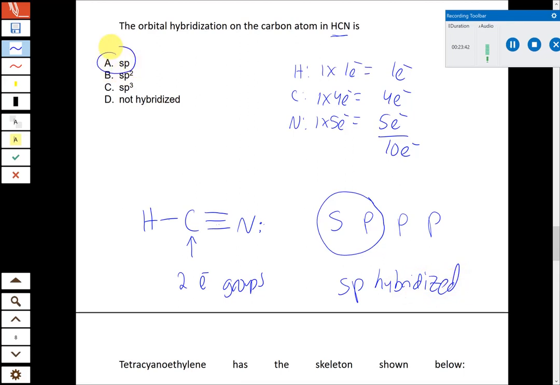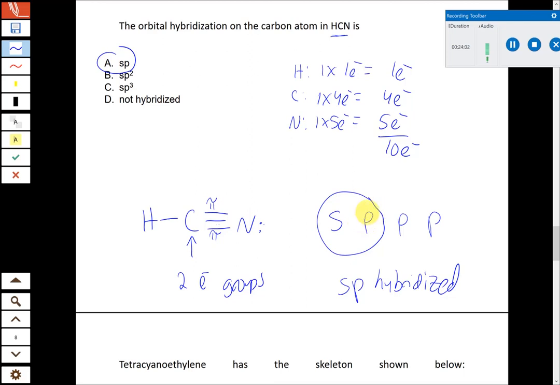Now, another way to think about this also is that in this Lewis structure that we've drawn correctly, we also have 2 pi bonds. Remember that this triple bond is going to be a sigma bond and 2 pi bonds. If you're going to have 2 pi bonds, you need to have 2 unhybridized p orbitals. The only way you can get that is if you just hybridize 1 s and 1 p to make it sp hybridized.